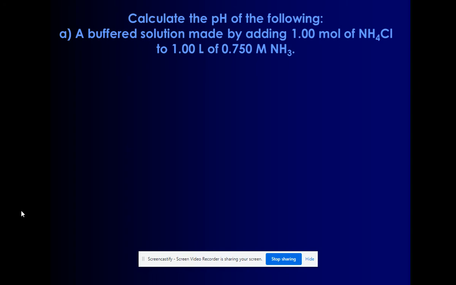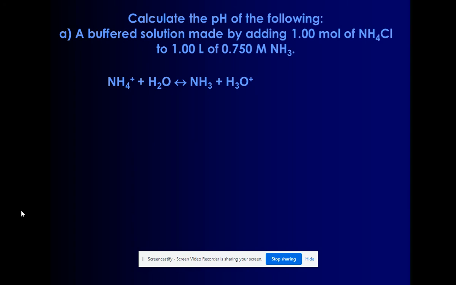Ammonia is a weak base. Ammonium, with one extra proton, is its conjugate acid. So if I take the ammonium and I drop it in water, it's going to produce ammonia and hydrogen ions. And hydrogen ions are a source of pH, or hydrogen ions can be used to determine pH.